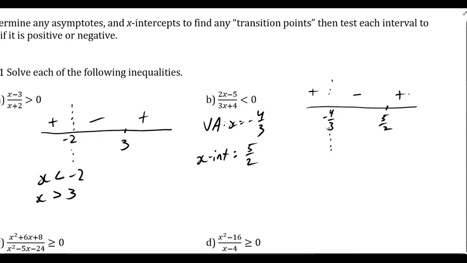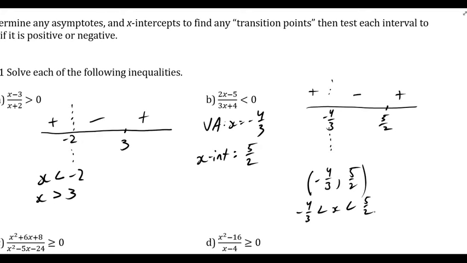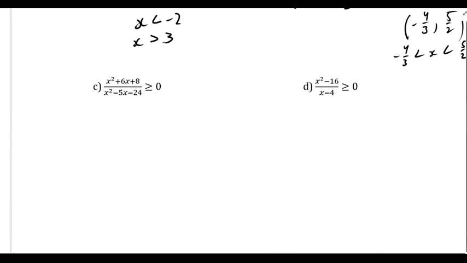But this question was asking when is it lower than 0? So let's use interval notation. So it's lower than 0 between negative 4 over 3 and 5 over 2. Right, same thing. Any questions? All right, let's keep going.